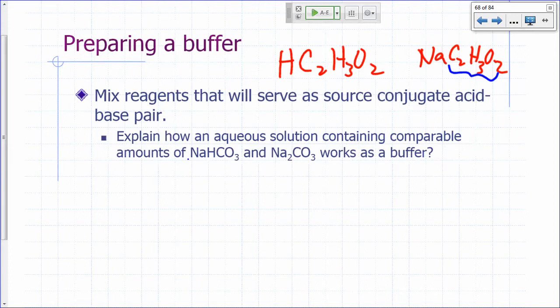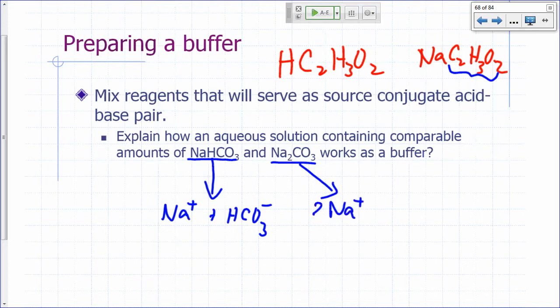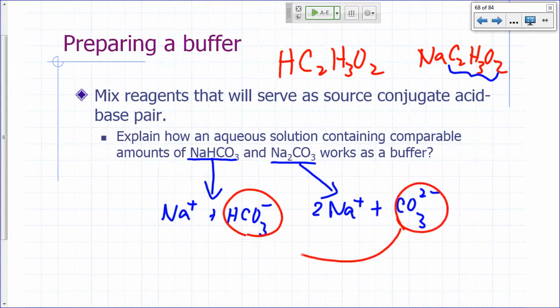So how do you explain why a solution that's got comparable amounts of sodium carbonate and sodium bicarbonate works as a buffer? What acid does this give you? This breaks up in water to give you sodium ions and bicarbonate ions, right? What does this give you in water? Sodium ions and carbonate ions. Can you identify the two ions here that are a conjugate pair? This and that are a conjugate pair, right? So if you have significant amounts of bicarbonate and carbonate, then you can have a buffer.